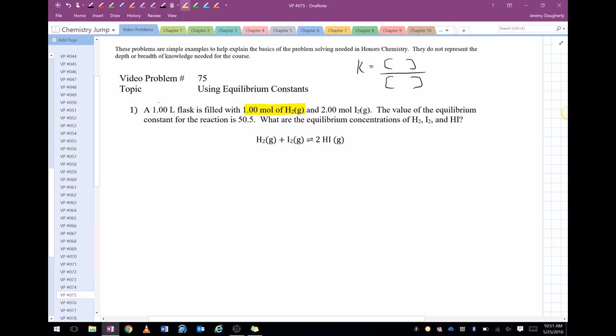That's it. The value of the equilibrium constant is 50.5. And I want to know what are the equilibrium concentrations of these three things. So all I know is initial concentrations. Let's set up the equilibrium expression first. So it's going to be HI squared over hydrogen times iodine. Right? I don't know any of these three. Got to use an ICE table. So I do know that this is equal to 50.5. Let's fill that out. So let's use the ICE table here.